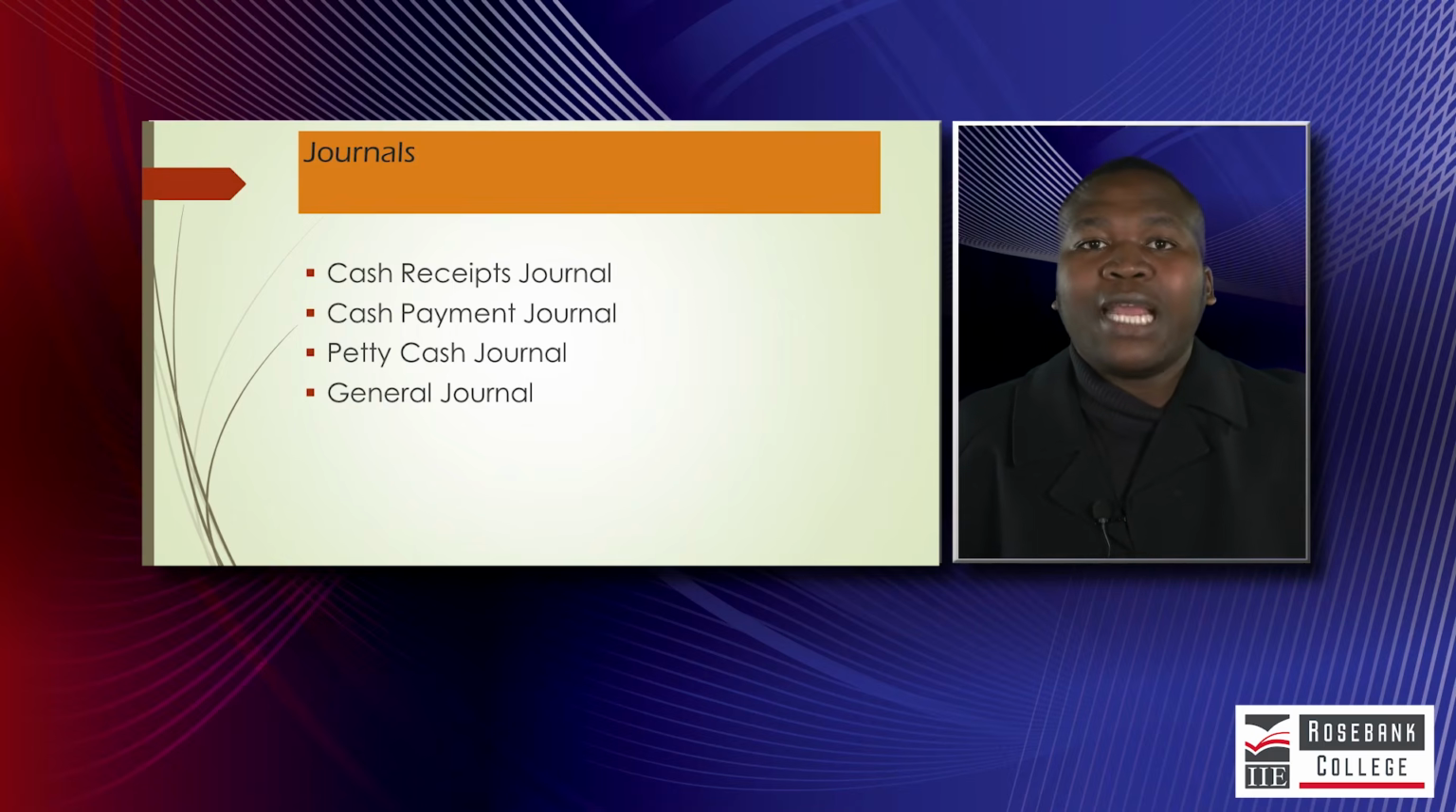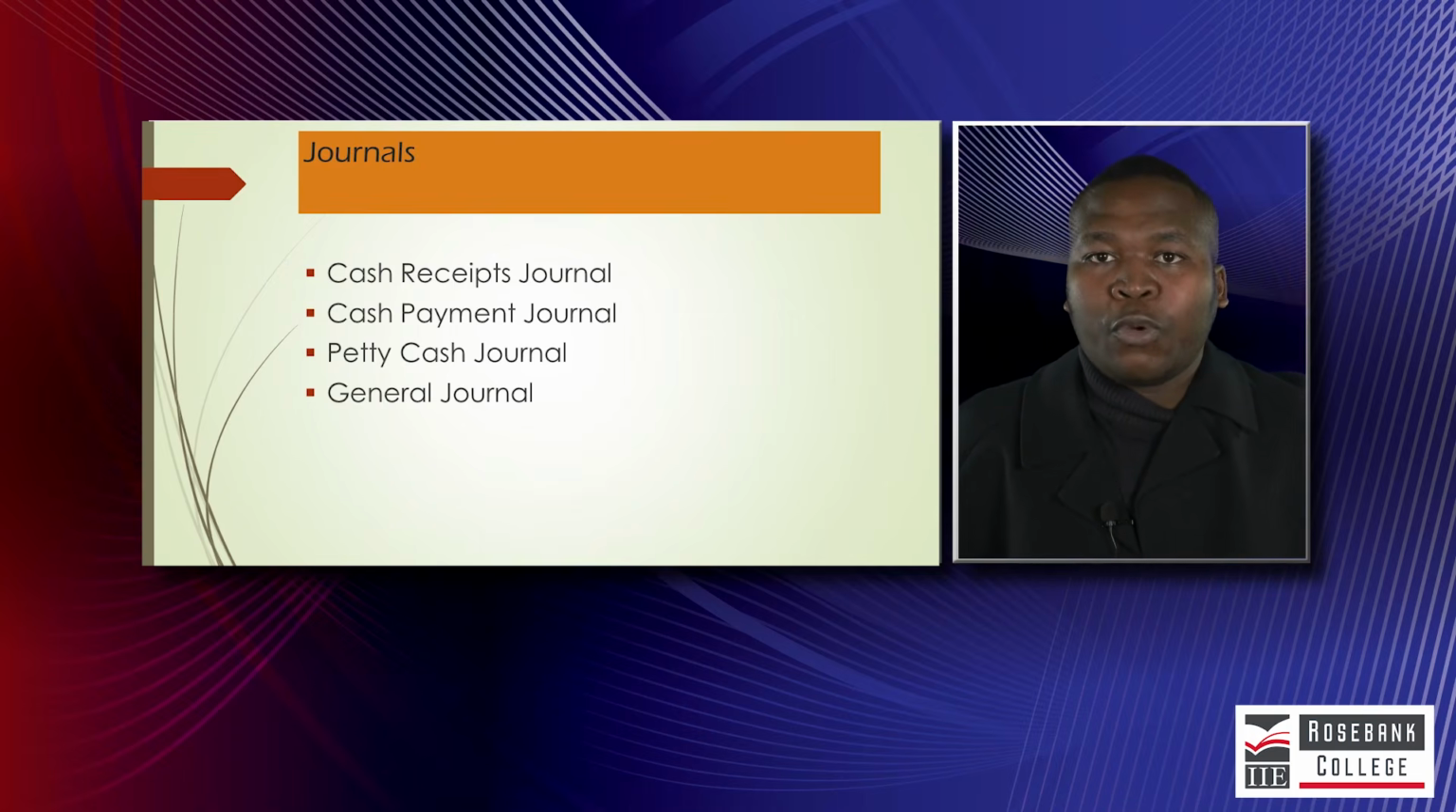A journal is a table used to summarize similar transactions so as to facilitate fewer postings in the bookkeeping system. There are three cash journals which we will be dealing with in this module: the cash receipts journal, cash payment journal, and the petty cash journal. In the three journals, only cash is involved except for the petty cash journal. For a transaction to be captured under the petty cash journal, funds from the petty cash box should be in use.